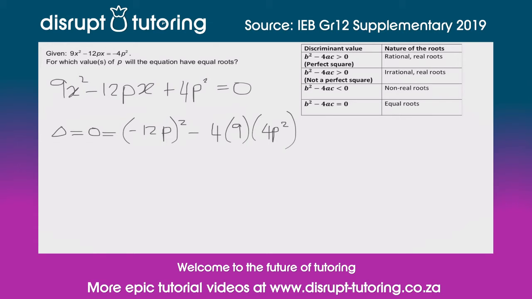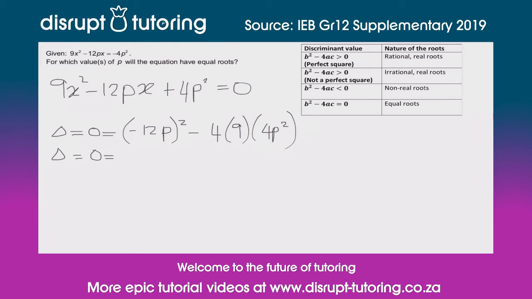Where do I get these things from? So the b is this guy over here. The a is my 9 over there, and my c is my 4p squared. All right. 0 equals. So let's move on to simplify this.